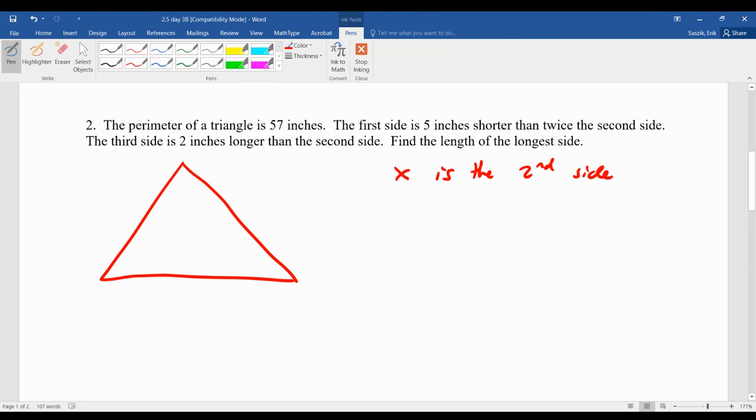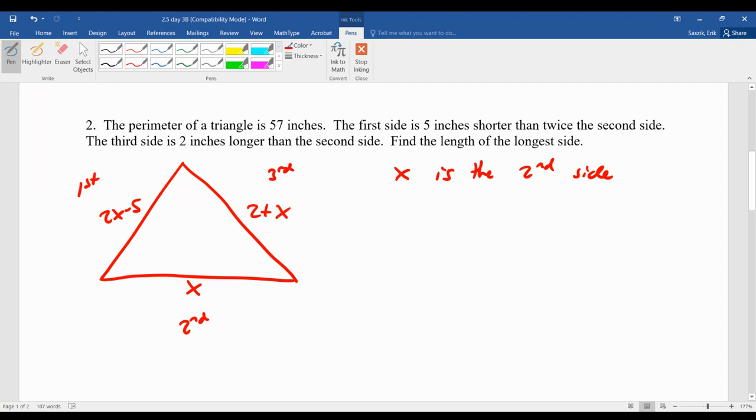Okay? So let's call this down here the second. That's going to be x. We'll call this the first side. We'll call this the third side. Doesn't really matter which side you call what. But x being the second, that's the one we don't know anything about. So the first side over here, 5 inches shorter, so you have to take 5 away from something, 5 inches shorter than twice the second side, 2x minus 5. The third side is 2 inches longer, 2 plus the second side.